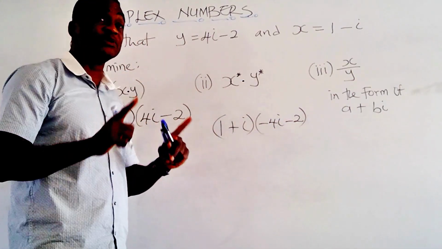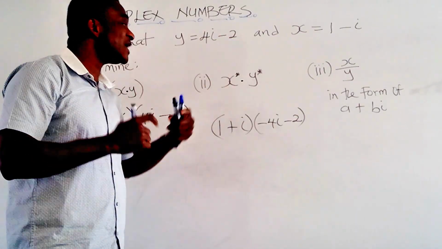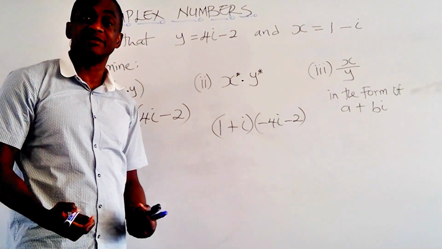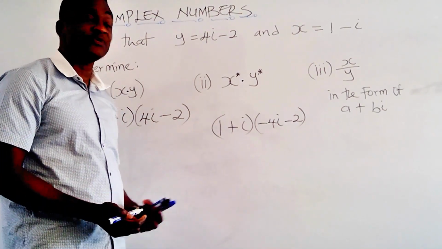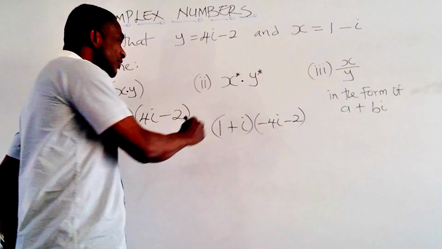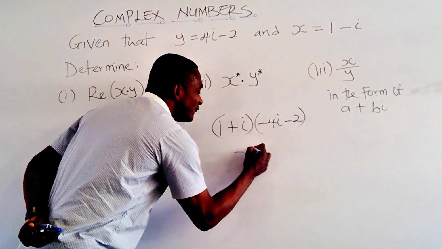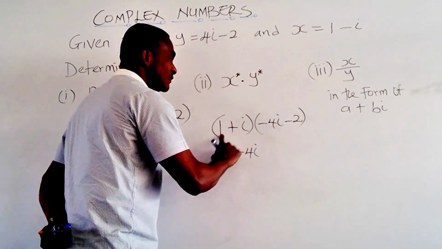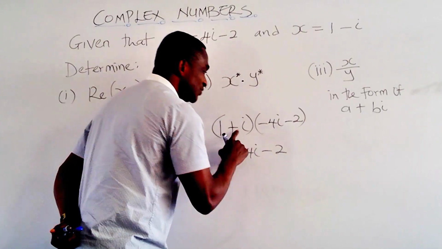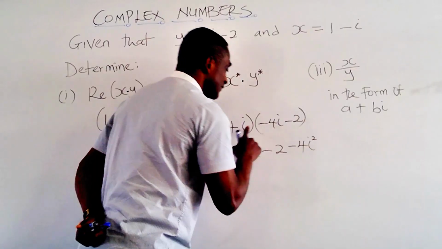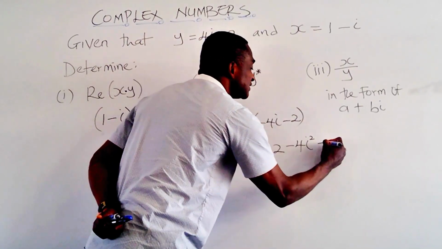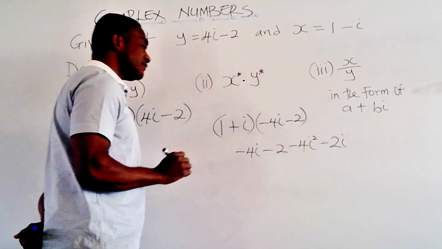Please note, it's very important. It's not on the middle term, but the conjugate is applied on the imaginary part. Now, that is all. We just do our distributive and get the final answer. So here we have negative 4i minus 2, then minus 4i squared. i times negative 2 is negative 2i.